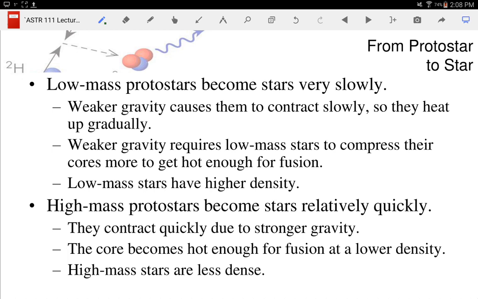In order to get the temperatures necessary for fusion, you actually have to compress the core a lot more, because you don't have as much mass to create that high temperature. And so you end up having to really crush these things down. It takes a long time to do that. And you just barely get it crushed enough to start fusion. So the fusion goes at a very low rate. That's why they live a long time.